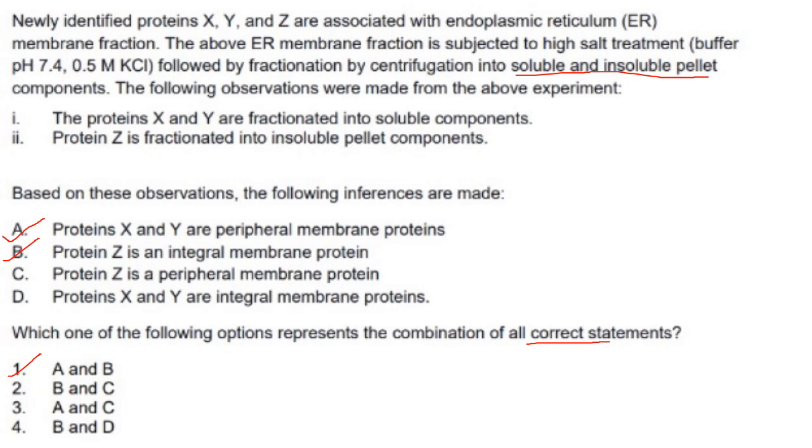The proteins X and Y are fractionated into soluble components and protein Z into the insoluble pellet. Peripheral membrane proteins tend to collect in the water-soluble components, so X and Y must be peripheral membrane proteins. If you see statement A, then proteins X and Y are peripheral membrane proteins. That is correct. And protein Z is found in the insoluble pellet component, so naturally it is an integral membrane protein. So the answer here is option 1, that is A and B.